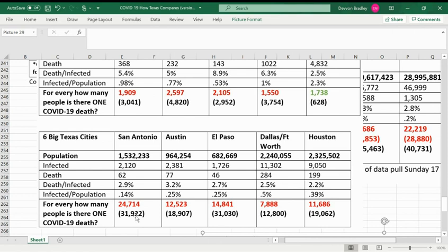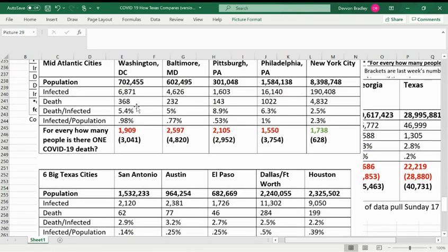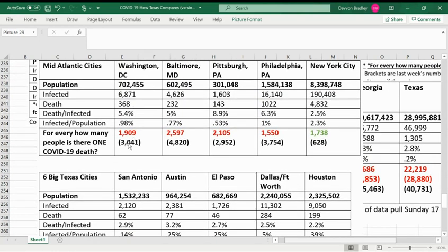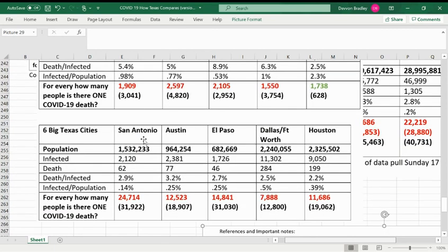For every 32,000 people, there is one COVID death in San Antonio. And for every 3,000 people, there was one COVID death in Washington, D.C. That's striking. That's about 10 times the amount. That's incredible. And we see that all across the board.